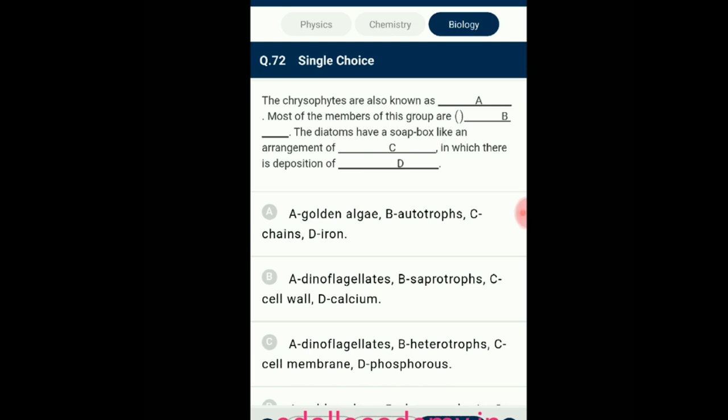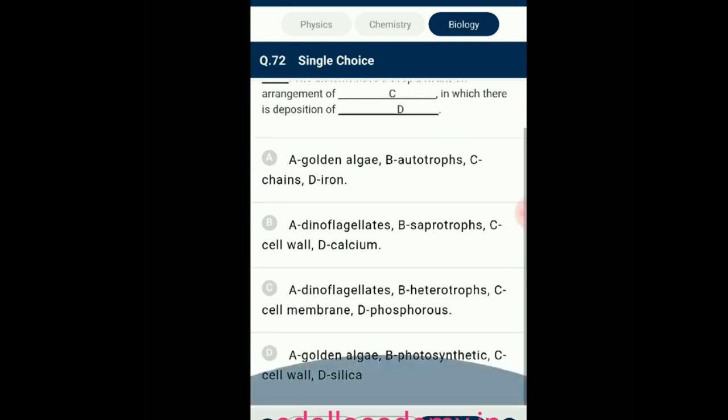The diatoms have soapbox-like arrangements of two layers of cell wall which fit into each other. Their cell walls have deposits of silica which make them extremely rigid. These diatoms have cell wall depositions in their habitats called diatomaceous earth. So the correct option is D.